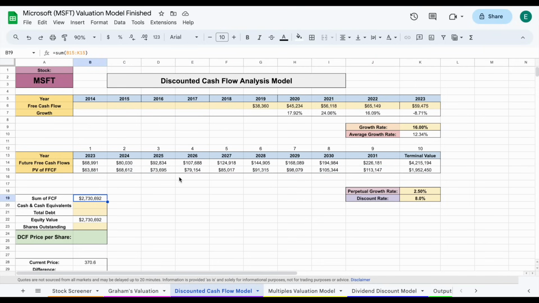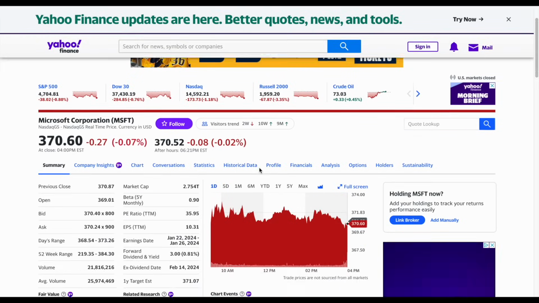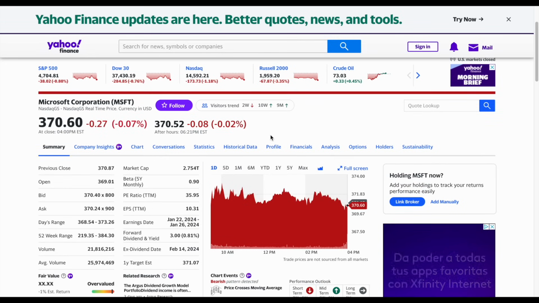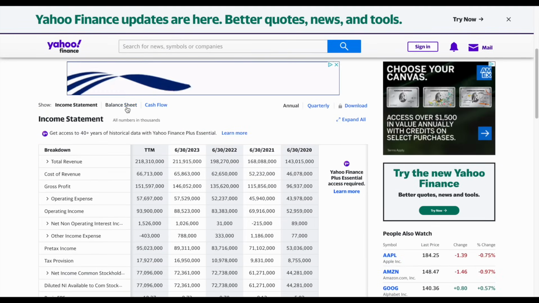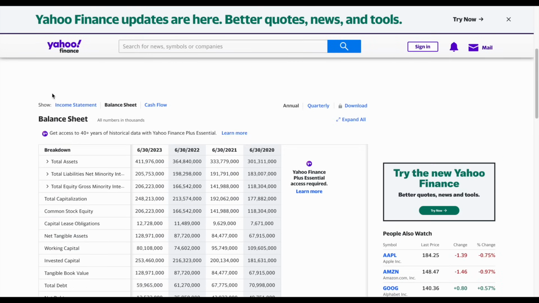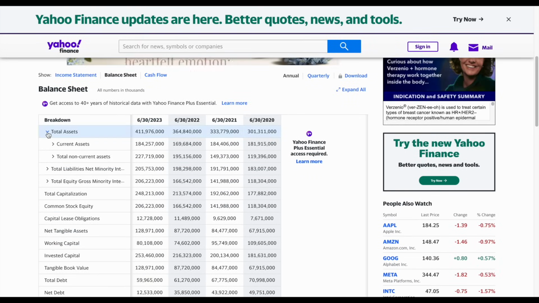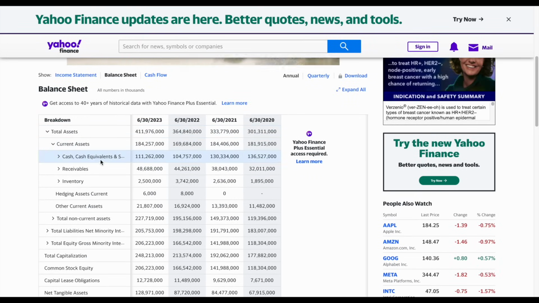But the next step is we need to add the company's cash and cash equivalents. And again, this is something you could find a lot of different places, but for this example, let's go over to Yahoo Finance. We're looking for cash and cash equivalents, and that is a metric you could find on the balance sheet. So if we jump over to the financial statements, I'll click on financials, scroll down, and click on balance sheet. This will be under total assets. If we click on assets, then current assets, right here you can see the cash and cash equivalents for Microsoft, currently sitting at around 111 million.